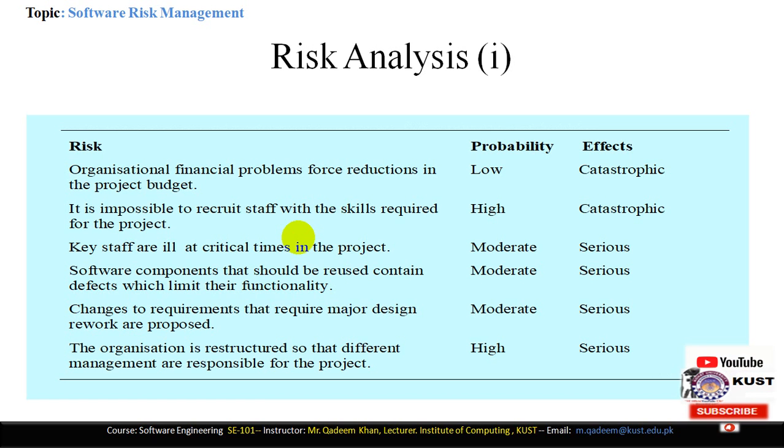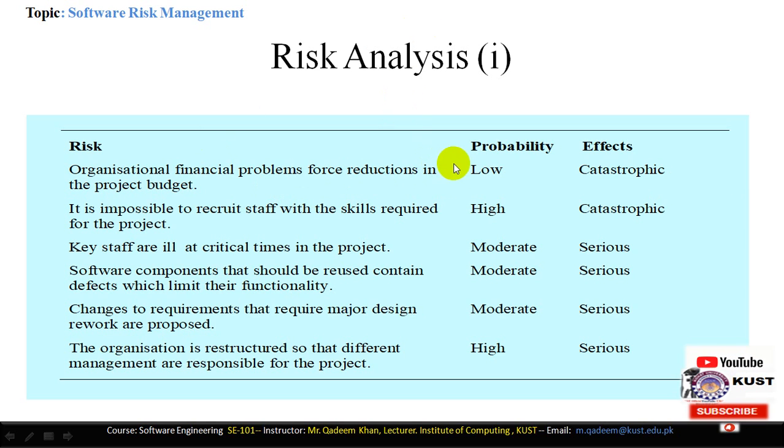Now this is the table where different risks are discussed, and there we have the probability and effectiveness of each particular risk. For example, organizational financial problem is a very serious risk. That means suddenly if the organization goes into different sorts of losses, then it is the organizational financial problem. For example, the Taj Company had this problem. The organization totally collapsed, and we have different airlines that, due to financial problems, completely stopped their functioning.